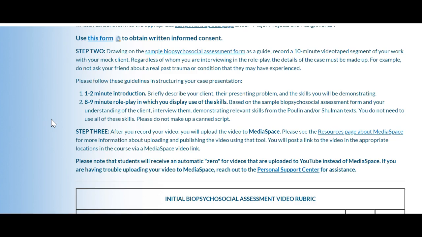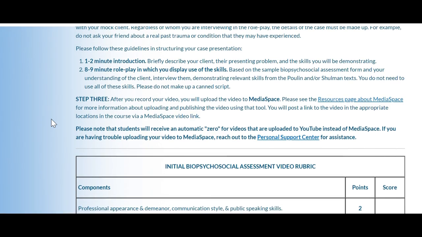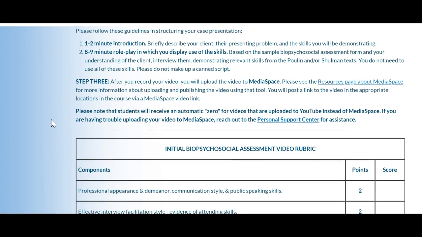And then in the second part, in the 8 to 9 minute role play, based on the biopsychosocial assessment form and your understanding of the client, interview them, demonstrating relevant skills, the ones that you've identified in the 1 to 2 minute introduction. You don't need to use all of the skills. However, don't use a canned script. Make sure that it's natural or as natural as possible.